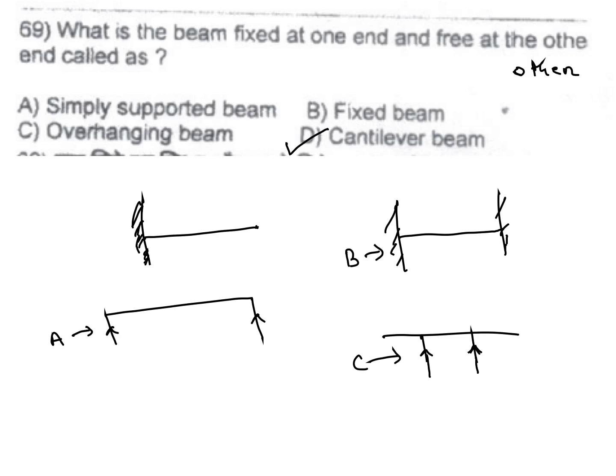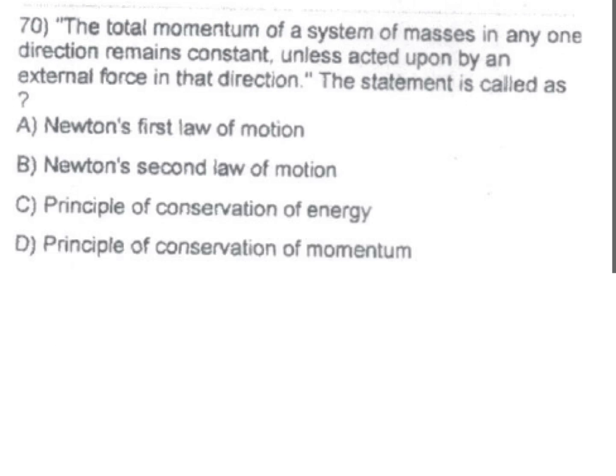D is the answer. The total momentum of a system of masses in any one direction remains constant unless acted upon by an external force in that direction. The statement is called as A. Newton's first law of motion, B. Newton's second law of motion, C. Principle of conservation of energy, D. Principle of conservation of momentum. D is the answer, principle of conservation of momentum.